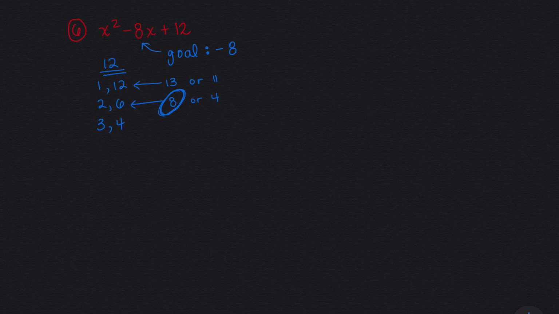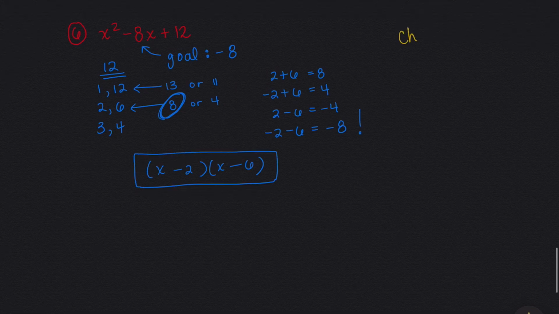But remember, the next step is to play around with the signs a little bit. So here we go. 2 plus 6 is 8, but we want a negative 8. Negative 2 plus 6, well, that gives us 4. That didn't work. What about 2 minus 6? That gives us negative 4. Not what we want. Our last combination is if both numbers are negative. Negative 2 minus 6, and that's the negative 8 that we're looking for. So when we write our expression in factored form, the two numbers that we'll use are negative 2 and negative 6. Let's check one last time.